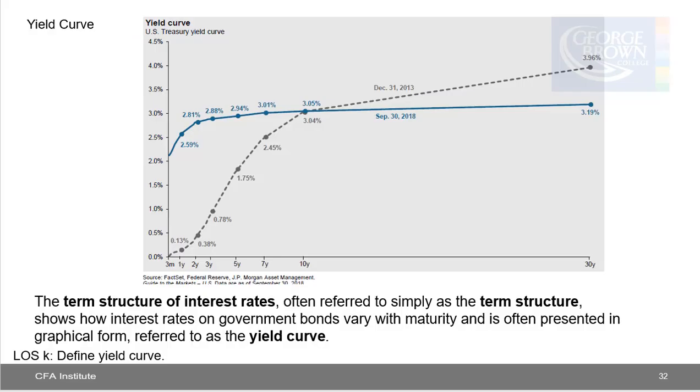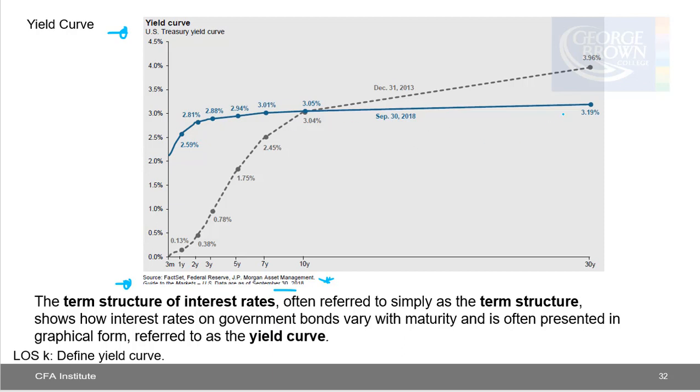Okay. On my slide here, though, I've just done a little bit of an update. And you can see here I have the yield curve. It's the U.S. Treasury yield curve. And this is coming from the JP Morgan Guide to the Markets. Again, that's a free publication that you can find if you just Google search JP Morgan's Guide to the Markets. And this is as of September 30th, 2018.